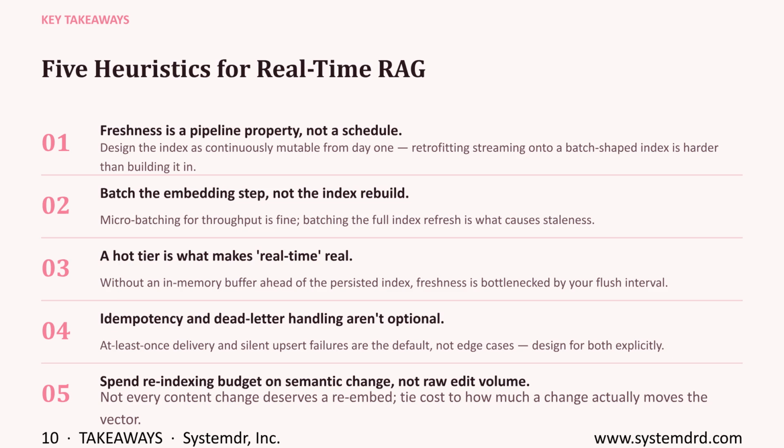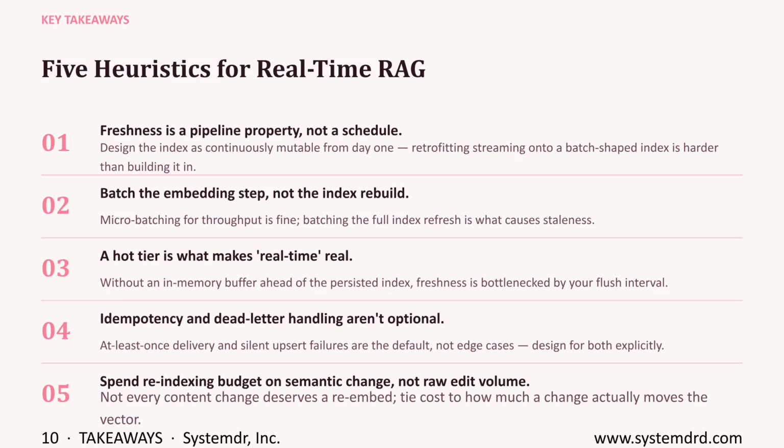2. Batch the embedding step, not the index rebuild. Micro-batching for throughput is fine. Batching the full index refresh is what causes staleness. 3. A hot tier is what makes real-time real. Without an in-memory buffer ahead of the persisted index, freshness is bottlenecked by your flush interval.